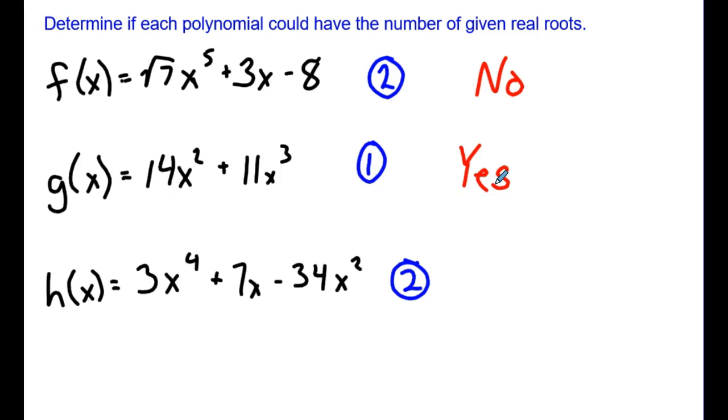And the last one, h of x, which is equal to 3x to the 4th plus 7x minus 34x squared. Highest degree is 4, so there's 4 total roots. Is it possible to have exactly 2 real roots? Well, if you have 4 total and 2 real, that implies there's 2 imaginary, so those could be a conjugate pair. So this would be yes as well. It's possible to have a degree 4 polynomial with exactly 2 real roots.